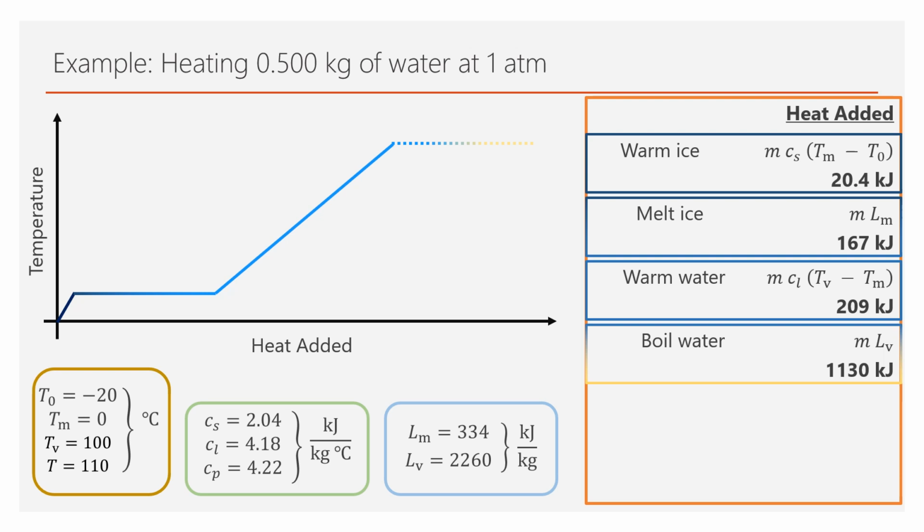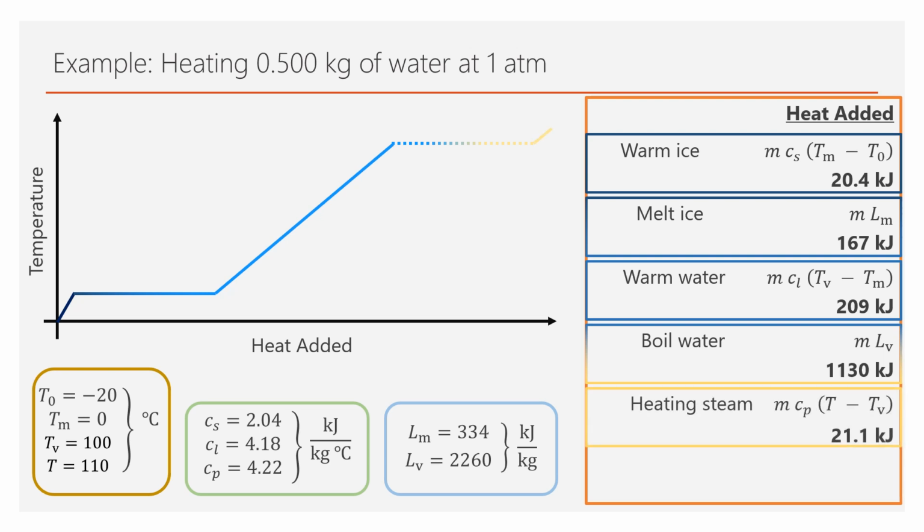Now that the water is at the boiling point, heat can be added to vaporize the water. And the amount of heat needed to do this is very significant. And it's so much that I cannot draw it to scale in this graph. But it ends up being more than 1100 kilojoules.